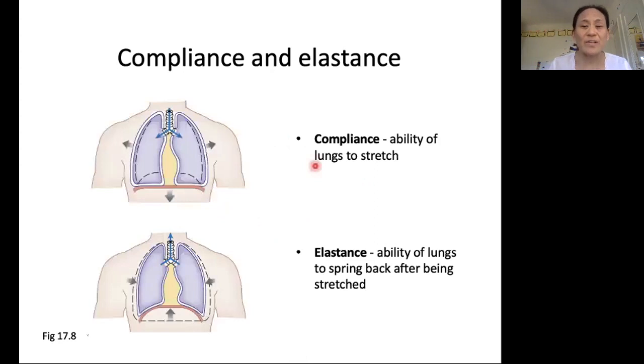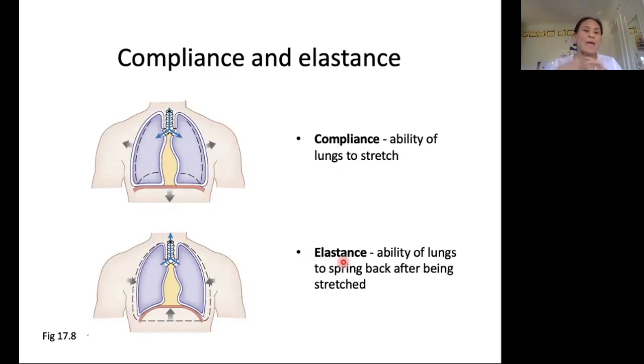Okay, so let's start with these definitions. Compliance is basically the ability of the lungs to stretch. The easier it is to stretch your lungs outwards, the more compliant they are. Elastance is kind of the opposite. It's the ability of the lungs to spring back after they're stretched. So that's not the same as compliance.